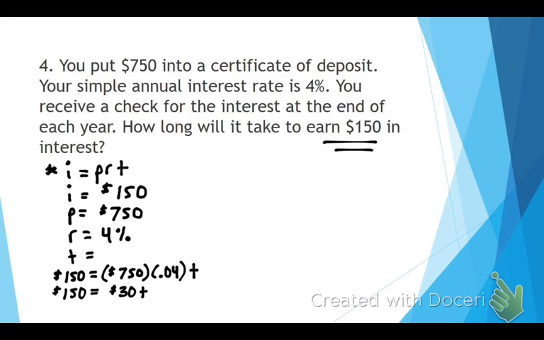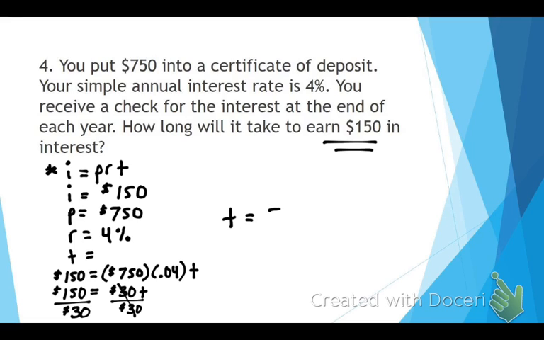Now this is just going back to regular algebra that we've been doing a ton. I always want to get the variable by itself. How do I get the variable alone? Divide by $30. If I do it to one side, I have to be fair and do it to the other side too. This is the same idea that we've been learning, and this is going to give you your T, or your time. What is the T?